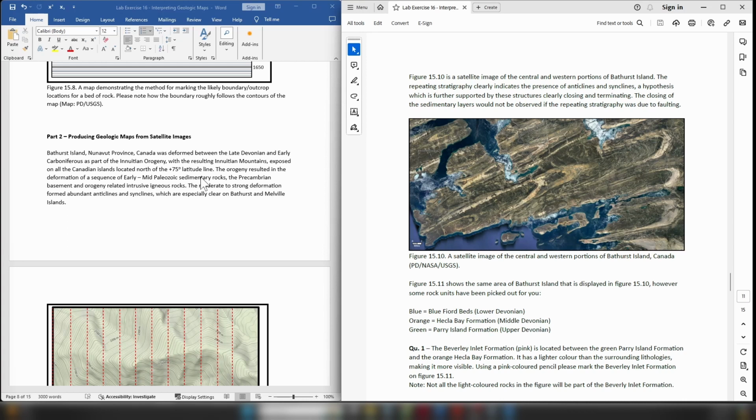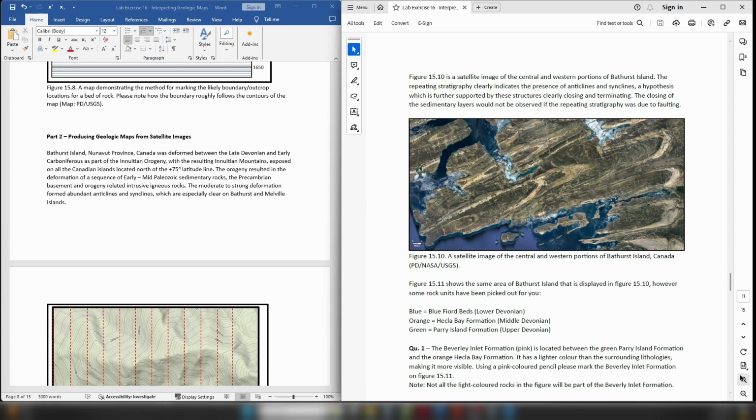Now, the orogeny itself occurred between the late Devonian and early Carboniferous, and it led to the deformation of a sequence of rocks that date from the early to mid-Paleozoic. So the deformation affected a package of rocks that contained rocks dating from the Cambrian, the Ordovician, the Silurian, and the majority of the Devonian as well, so both early, middle, and late Devonian rocks, which were laid down before deformation began, were affected by the Inuitian orogeny.